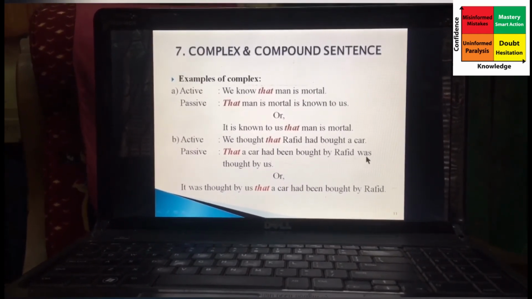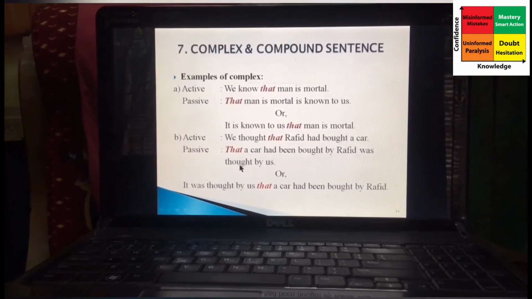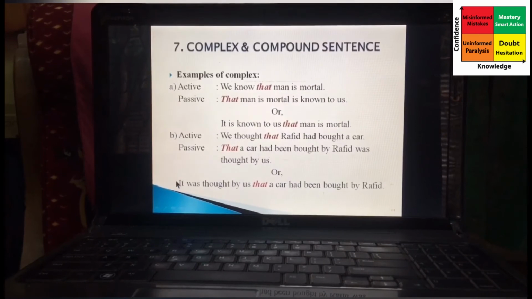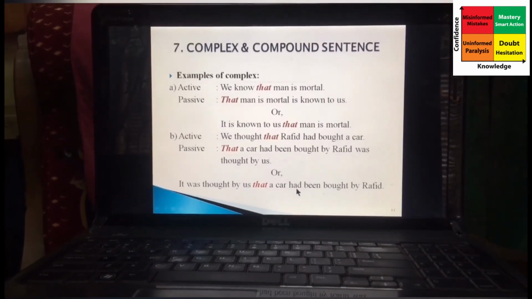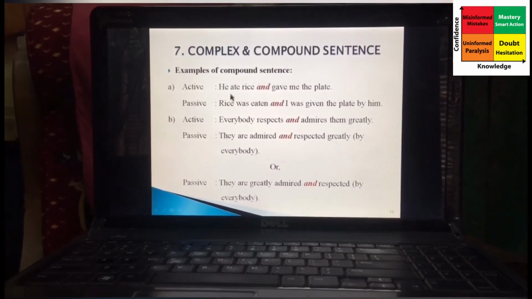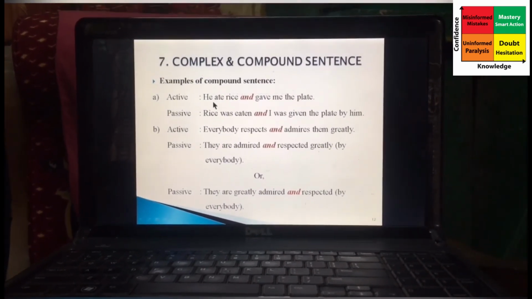It is past, so was will come. Then thought is the past participle. Then by we will be us. We can also do it, it is the second rule, like: it was thought by us that a car had been bought by Rafid. So, some compound sentences, I have given some examples of compound sentences.